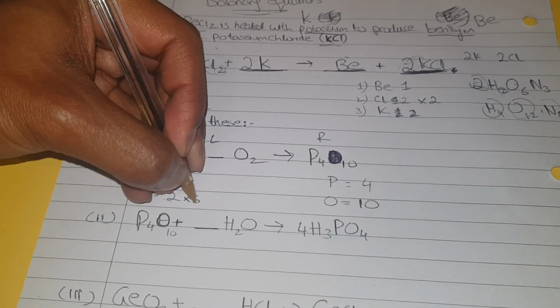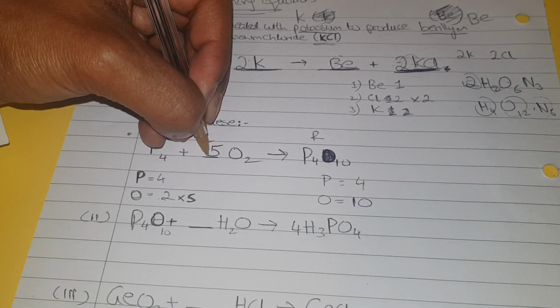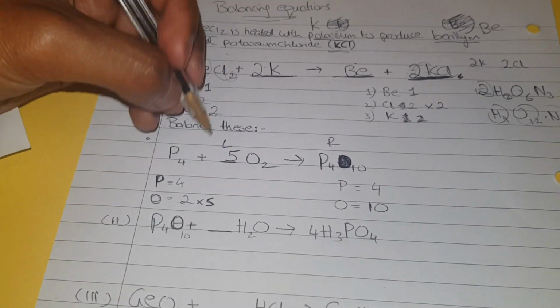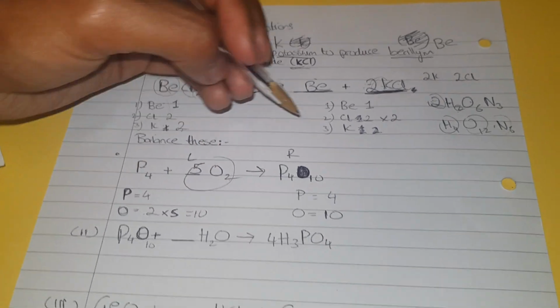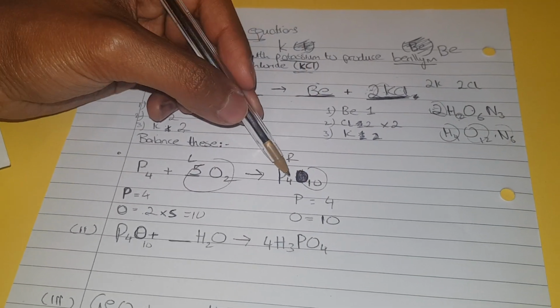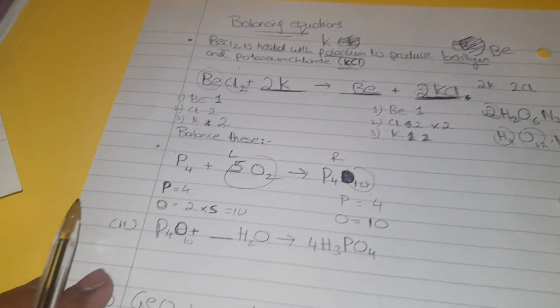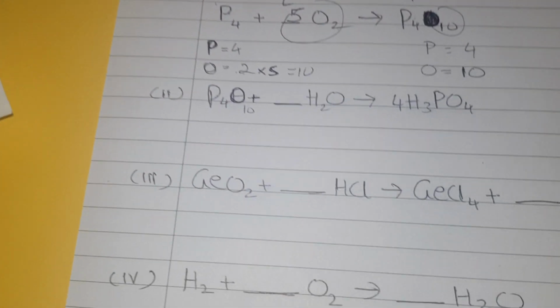So we need to multiply this by 5. So I just put 5 there because it's by itself. So now you have 10 oxygen because 5 times 2 is 10. You got 10 oxygen there, which is good, and then 4 and 4 P's, which is fine. Okay, next one.